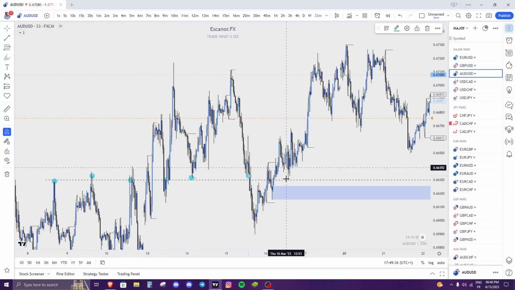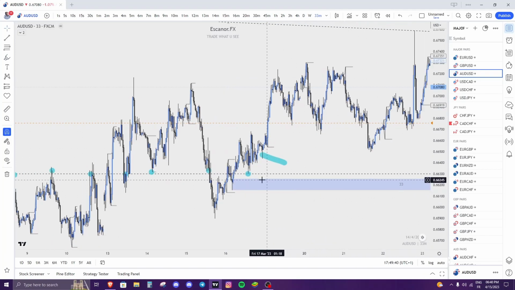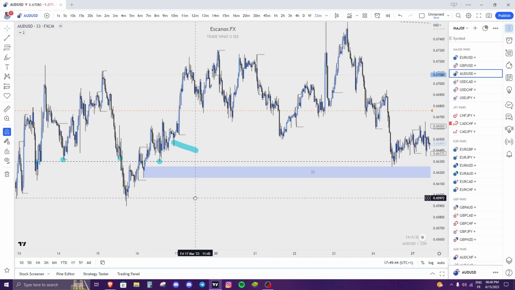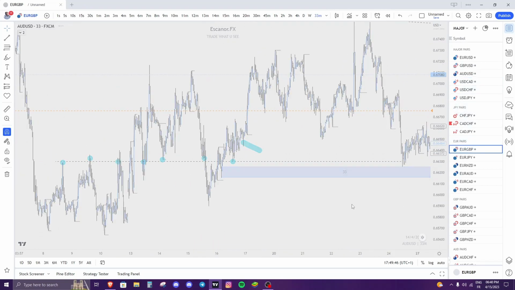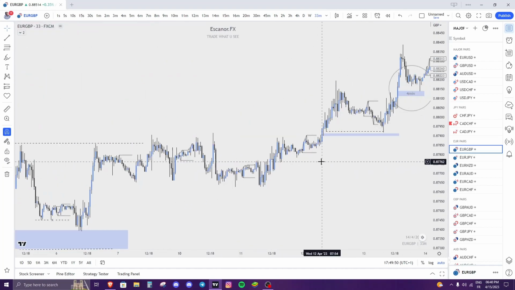A lot of touch in that level, so our zone is going to need to be below that level. Okay, so this is our zone. So let me give you another example. It's not a perfect example, but it still works.